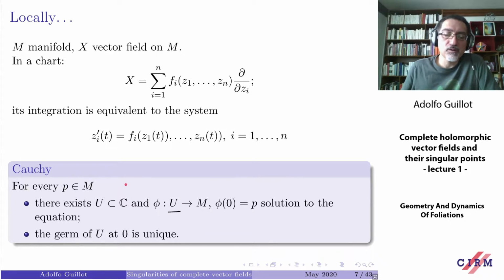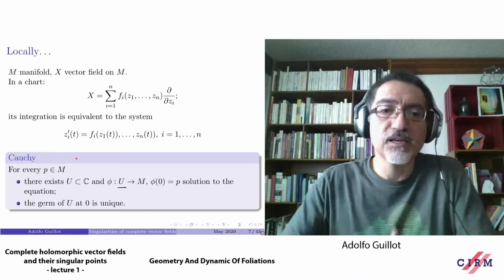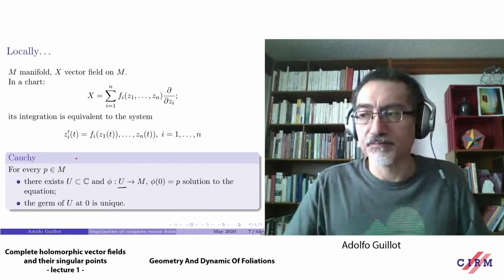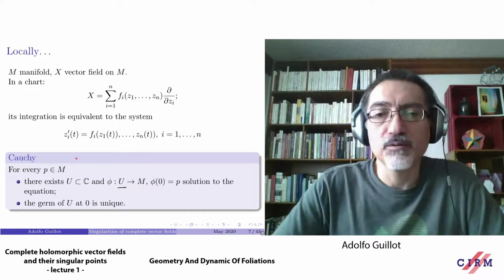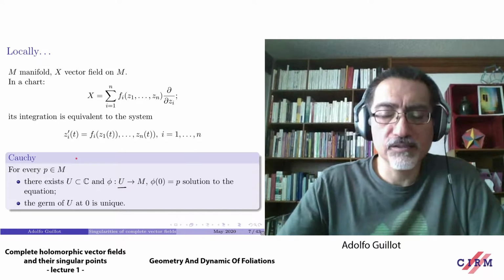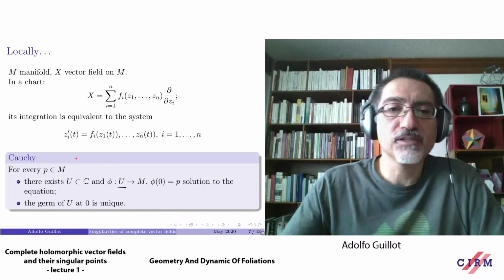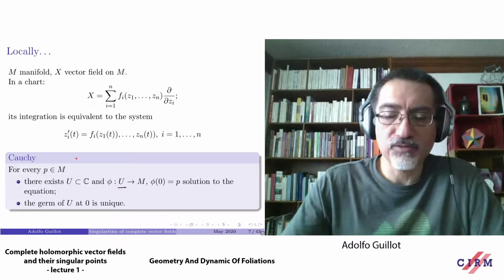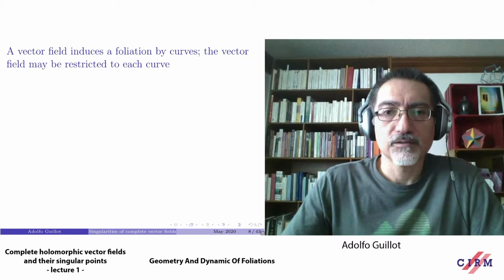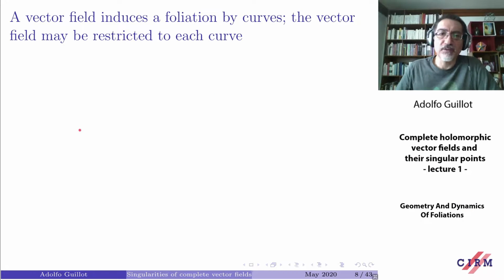The theorem does not guarantee what the form of this U is, but what it says is that the germ of U is unique. So if you have two open sets and you have solutions defined in these two open sets, then they coincide in some neighborhood of zero. So this is what the theorem of Cauchy tells you. And so the problem is trying to understand how big this set U can be. That's the problem we wish to understand. So these are basic facts about vector fields on manifolds. Okay, so when you have a vector field, it always induces a foliation by curves in the ambient manifold.